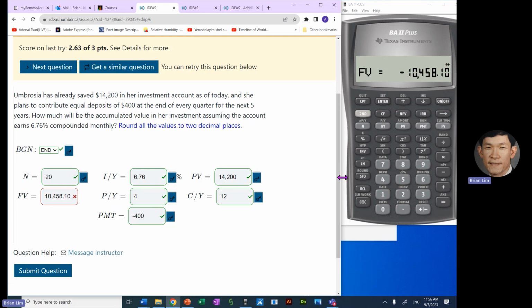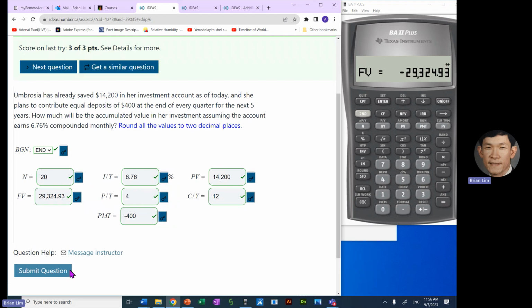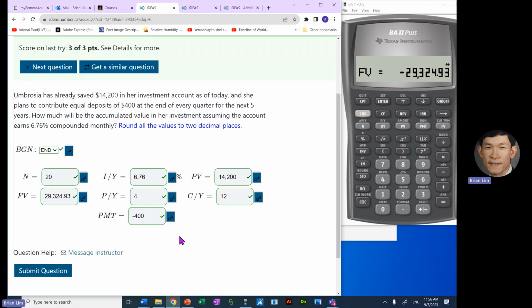Why is it not correct? Let's see if I change this to a positive number. What do I get? I get 29,324.93. And let's see if that turns out to be the correct answer, and it does. So what does that tell us? Well, it tells us that the payment and the present value must be the same sign. Now this is marking positive and negative.